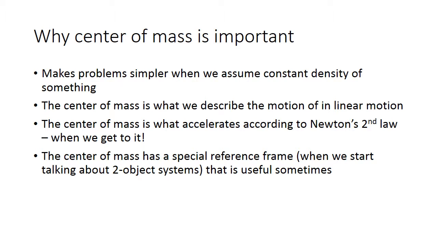So why center of mass is important is that it makes problems simpler when we assume constant density of something. So even though a tennis ball isn't constantly dense, in fact, it's hollow, and it's not even completely uniform on the outside, but it's close enough. So we're going to assume that we can treat it as a point mass at the center of mass. So when we talk about describing the linear motion of something, what I mean by that is really anything that's not rotating. This could be a ball in a trajectory as well if I threw it. So the center of mass is really what we're going to end up describing with our equations of motion.